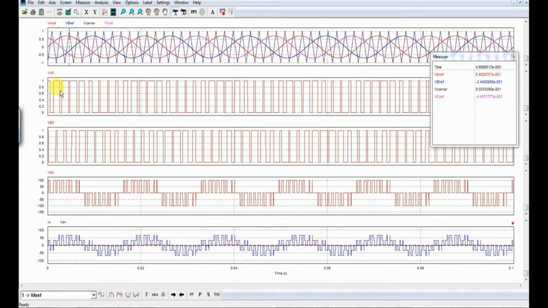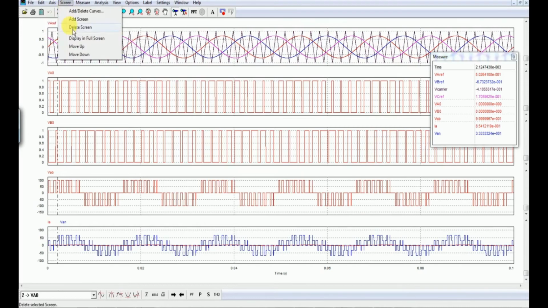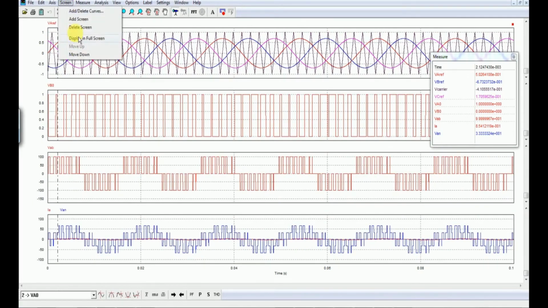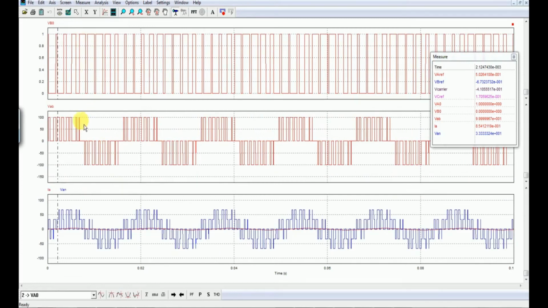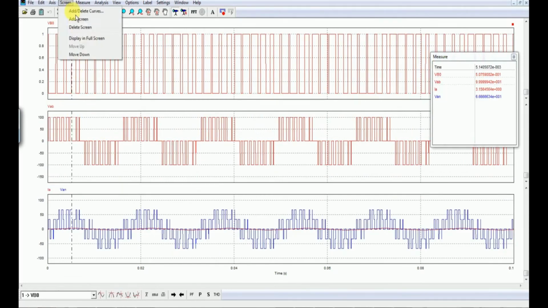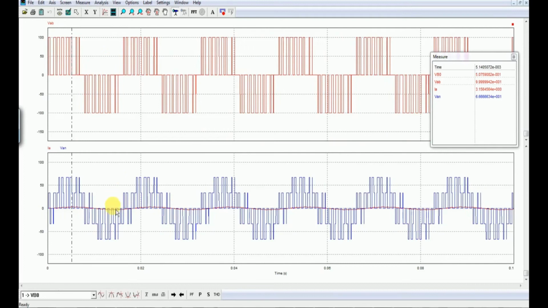So let me get rid of this VA0 screen and this VB0 screen. So after that, we have deleted this thing. So let us also delete this VB0. So now you can see it is still not visible.